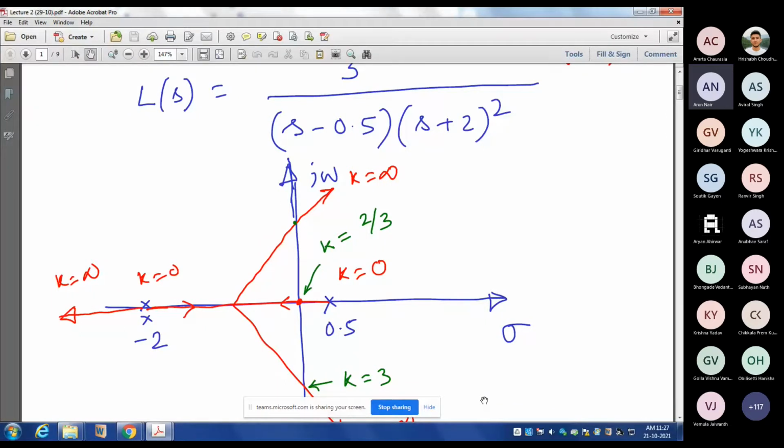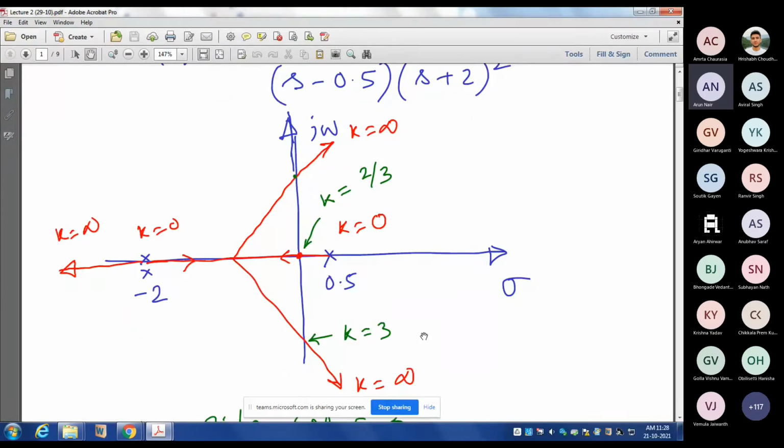What is the range of gain? If you can determine that 0 is less than K, less than Kmax, if you can find that out, then you can determine it. Yes, that is also possible. But to me, root locus is easy compared to Routh-Hurwitz. So anyway, that is up to you.